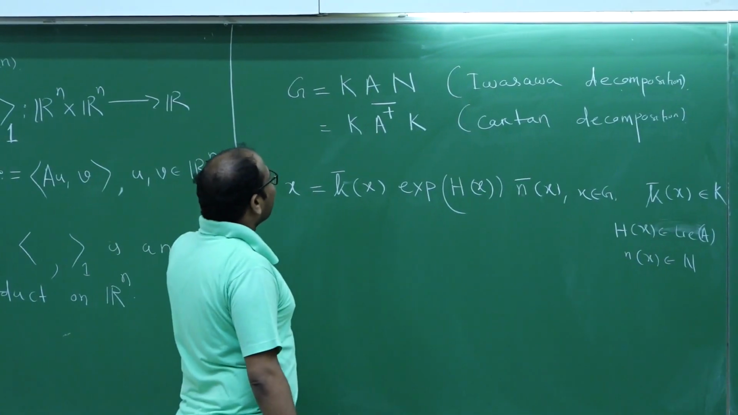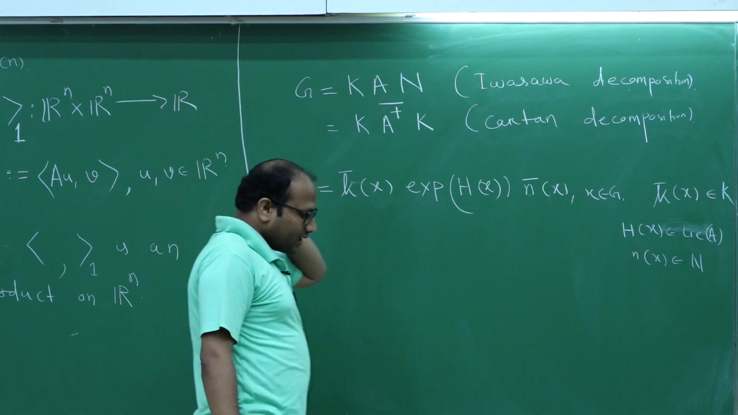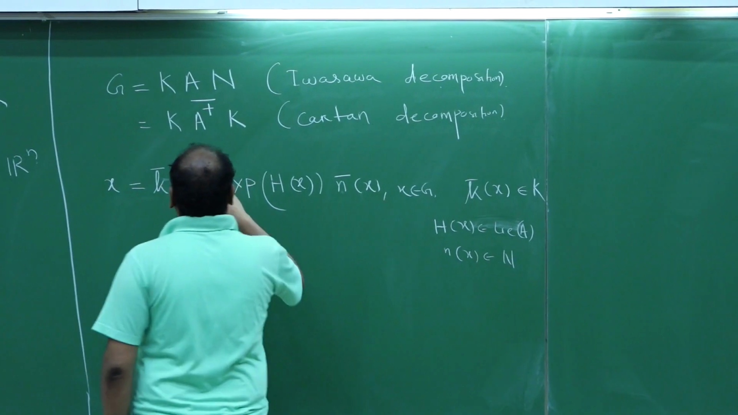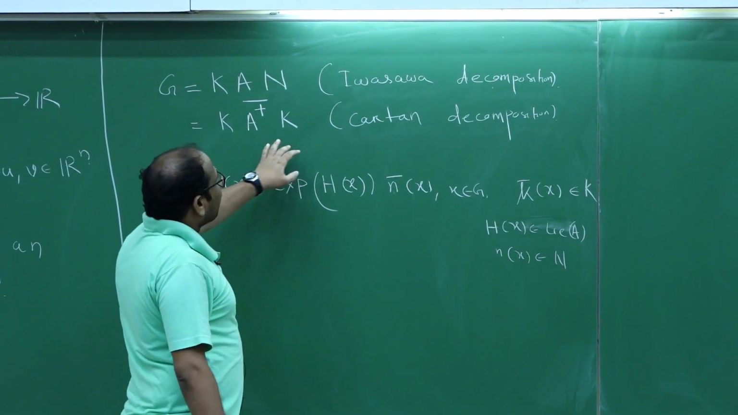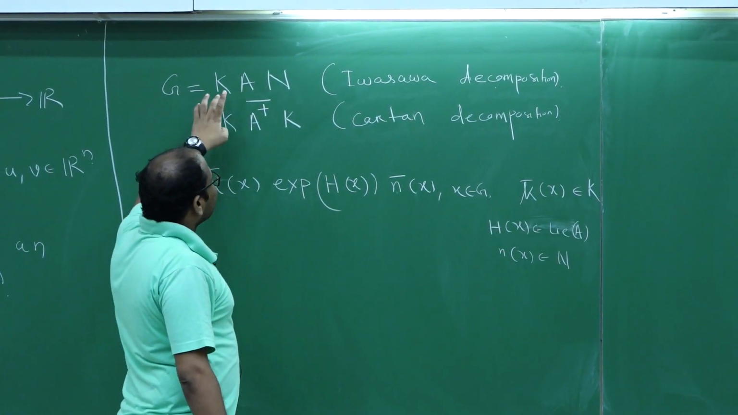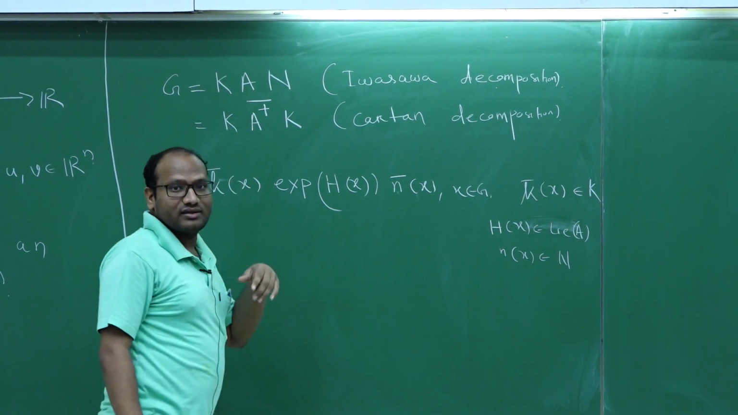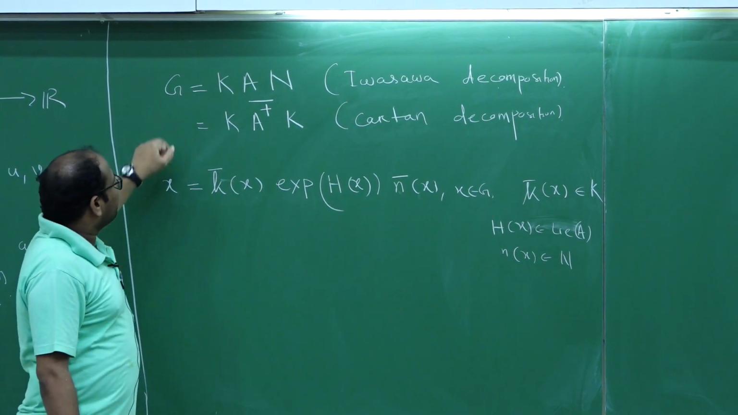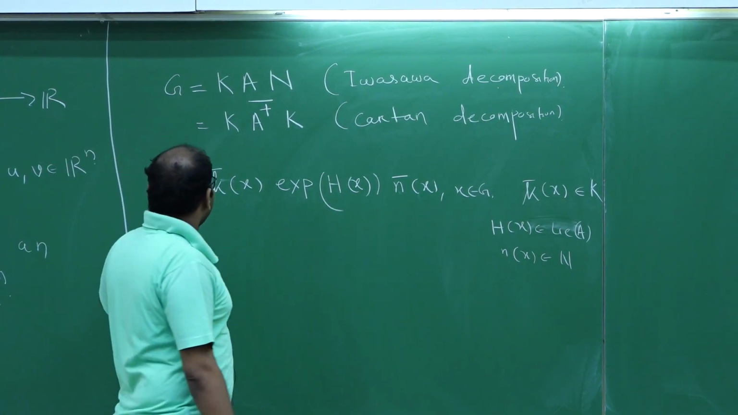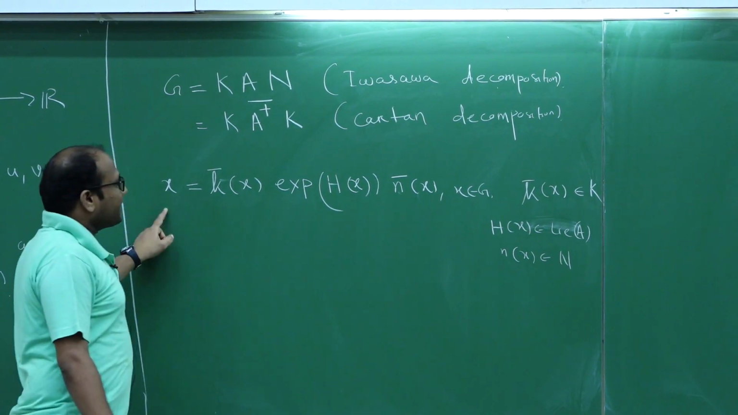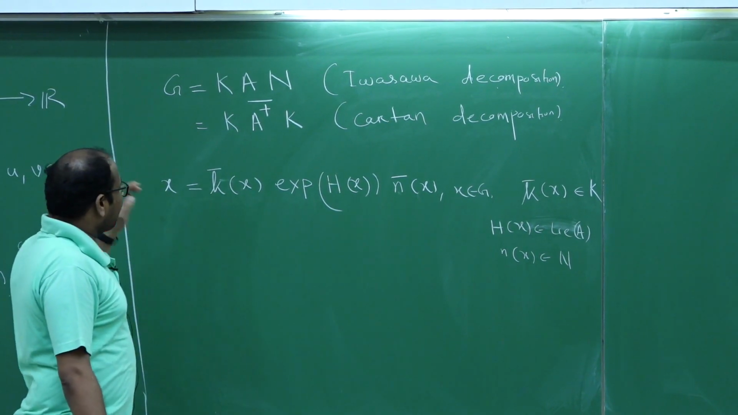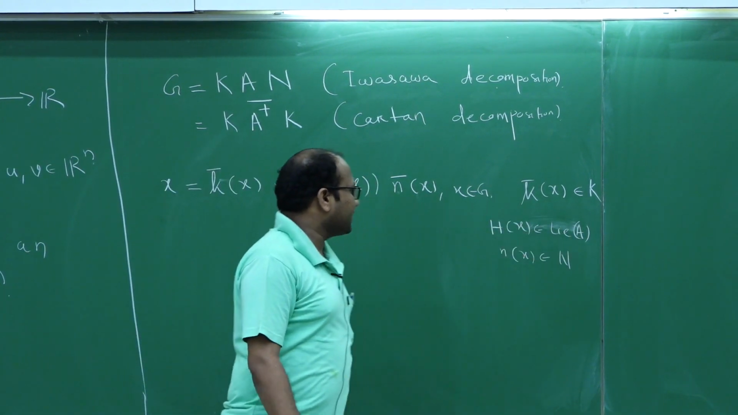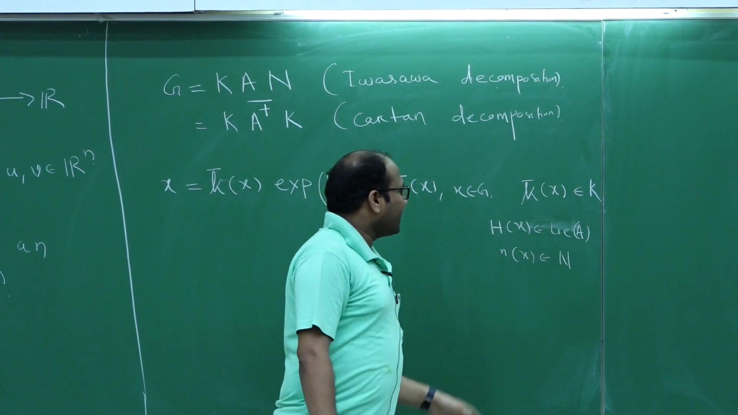We talked about the USR decomposition for the group SL1 or SU1, and also we have discussed the polar decomposition. This USR decomposition is unique, and this polar decomposition is not unique. So the USR decomposition basically says that any x belonging to G can be uniquely written as k bar x, exponential of h x, into n bar x, where k bar x belongs to K, h x belongs to A, and n bar x belongs to N.